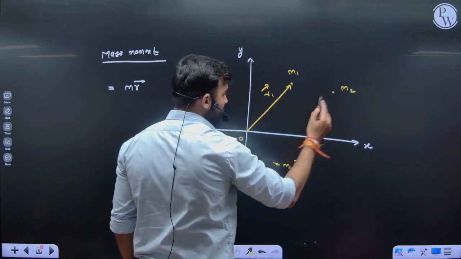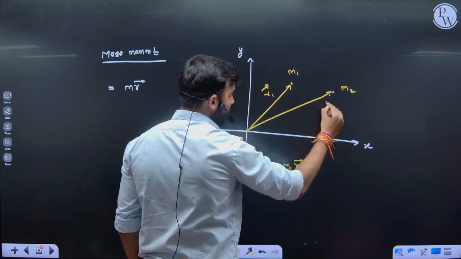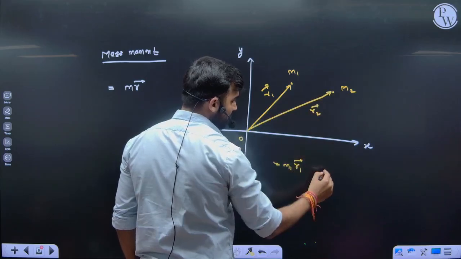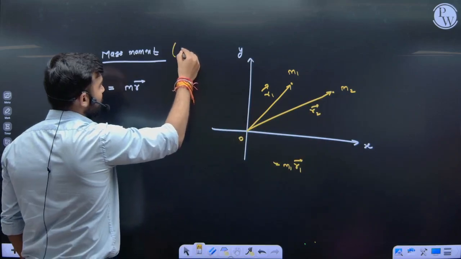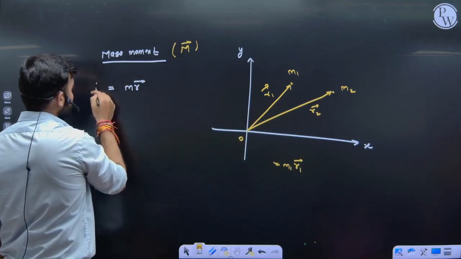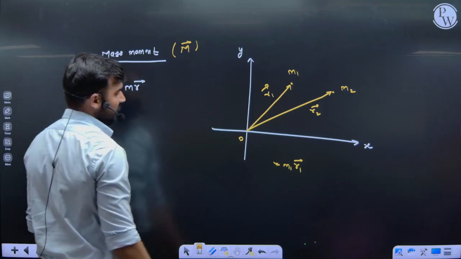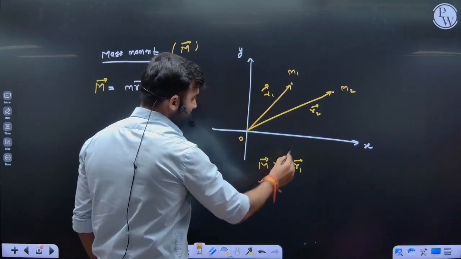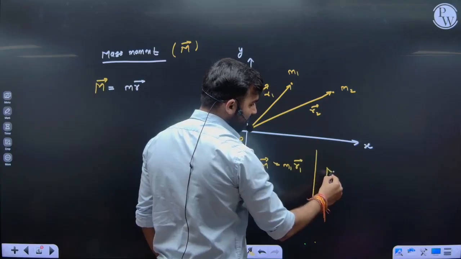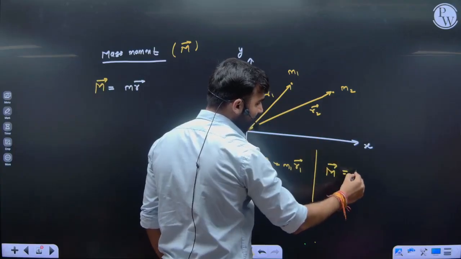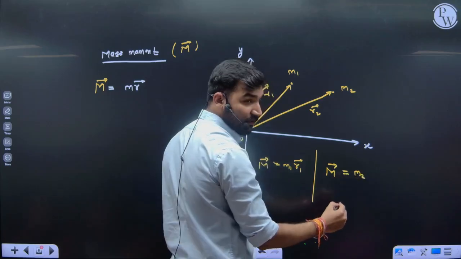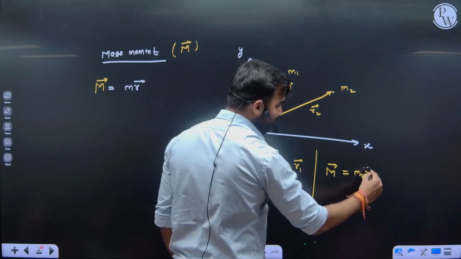Let's say m2 mass is this. How will you write the mass moment? It is denoted by capital M. Capital M. So for this mass m2, multiplied by the position vector, r2 vector.